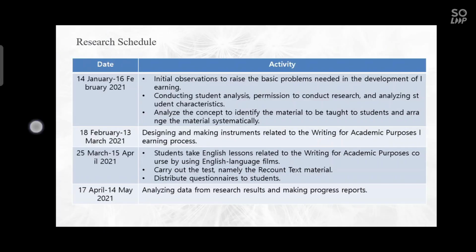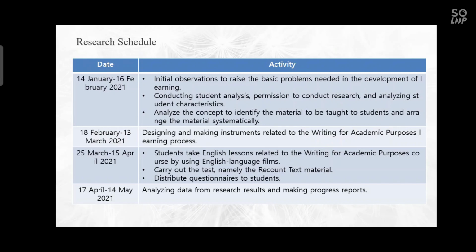Research schedule. Date: 14 January until 6 February 2020. Activity: initial observation to raise the basic problems needed in the development of learning, conducting student analysis, permission to conduct research, and analyzing student characteristics. Analyze the concept to identify the material to be taught to students and arrange the material systematically. 18 February until 13 March 2021: designing and making instruments related to the writing for academic purpose learning process.